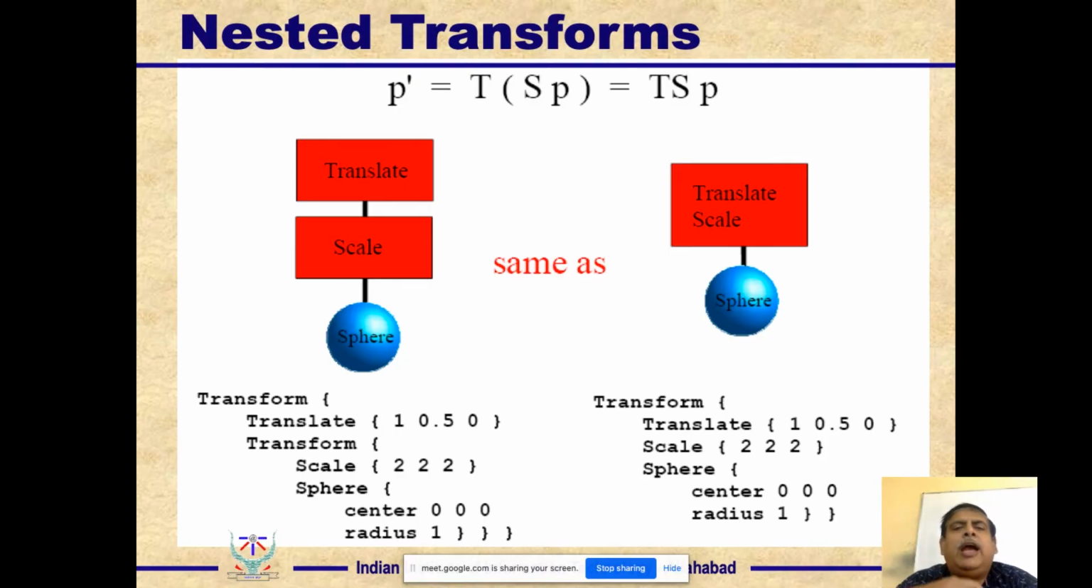Okay, so you have different things. You have a nested thing like translate and scale over a sphere. You could do it the same as translate and scale.